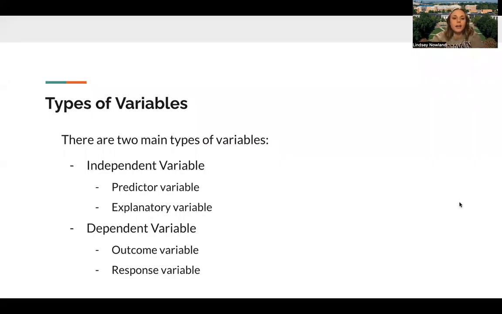To start off, we're just going to talk about two main types of variables: your independent variable, otherwise known as your predictor variable or your explanatory variable, and your dependent variable, also known as your outcome variable or your response variable. Now, independent and dependent variables are typically used in experimental research. However, they are in every research study. It does not have to be an experiment to have your independent and dependent variables. They're just easier to identify when you're conducting an experiment.